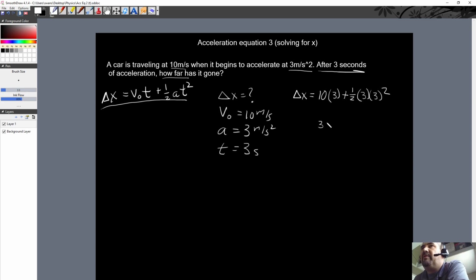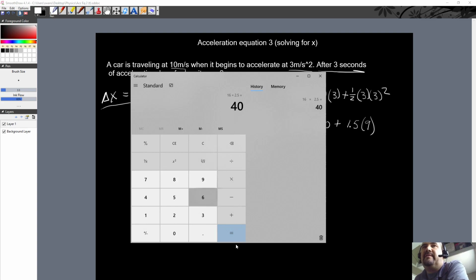This is all separate. 3 times 10 is 30. Plus, let's not forget that x right here. Plus 1/2, 1/2 of times 3, we can knock that out. That's 1.5. And then 3 squared, that's going to be 9. So let's get that 9 times 1.5 done. We have to do that next. So let's clear 9 times 1.5, and I get 13.5.